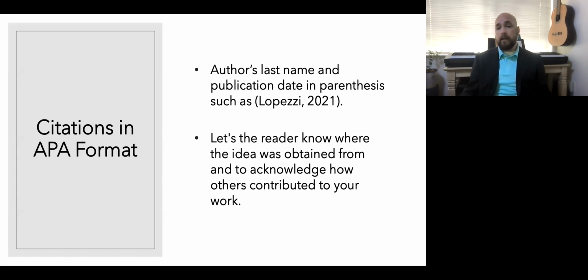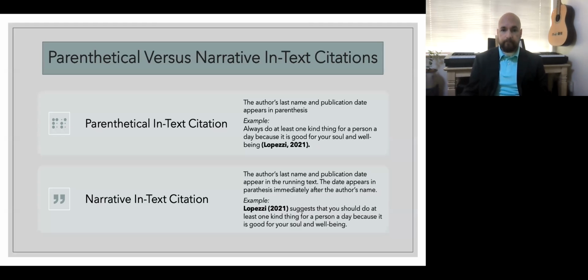APA formatting uses both the author's last name and the publication date in parentheses. It also lets the reader know where the idea came from and acknowledges how others contributed to your work. There are two types of in-text citations, parenthetical and narrative in-text citations. Let's take a closer look at both of these.